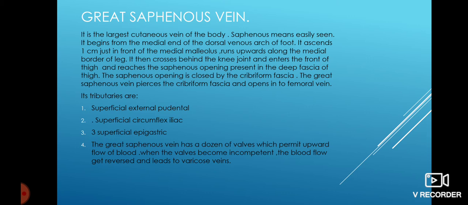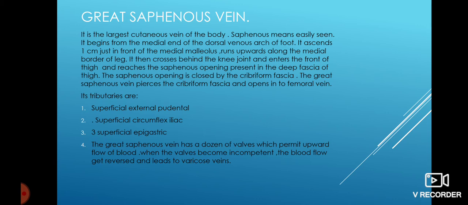It ascends 1 centimeter in front of the medial malleolus, runs upwards along the medial border of the leg, crosses behind the knee, enters the front of thigh, reaches the saphenous opening present in the deep fascia of the thigh. Saphenous opening is closed by the cribriform fascia. The great saphenous vein pierces the cribriform fascia and opens into the femoral vein. The tributaries are superficial external pudendal, superficial circumflex iliac, and superficial epigastric.